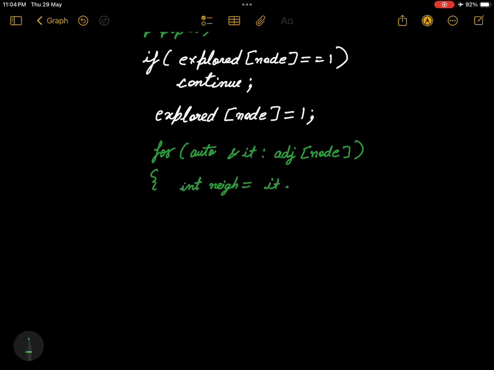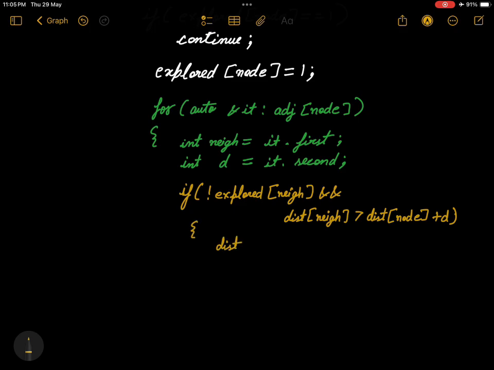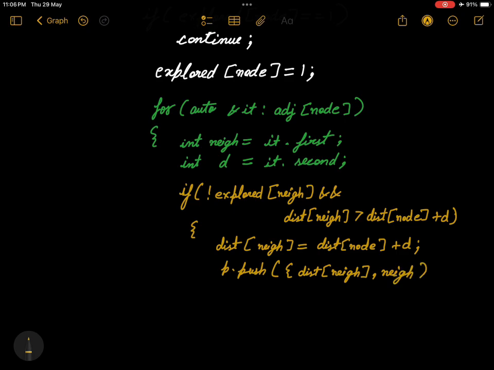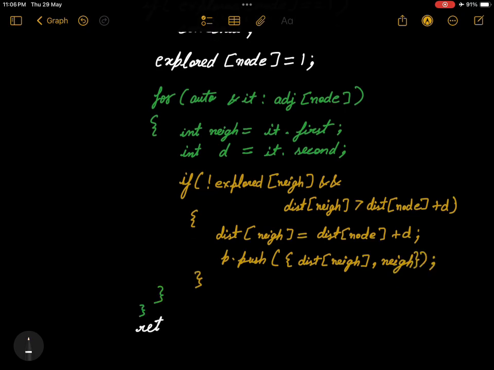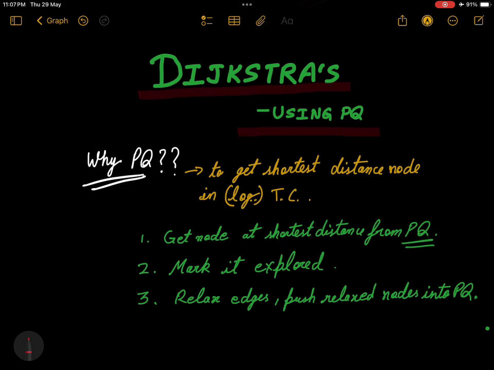First we'll get the neighboring node, and then we will get the distance of that neighboring node, the edge weight, and we'll check if the neighboring node is not explored and distance of neighboring node is greater than the distance of node plus edge weight, then we will update or relax this node, right? So we'll update the distance of neighbor as well as push this neighboring node distance and neighboring node into our priority queue. And that's it, guys. At the end we will return the distance vector, and that's it. In our normal Dijkstra we just use priority queue to optimize it.